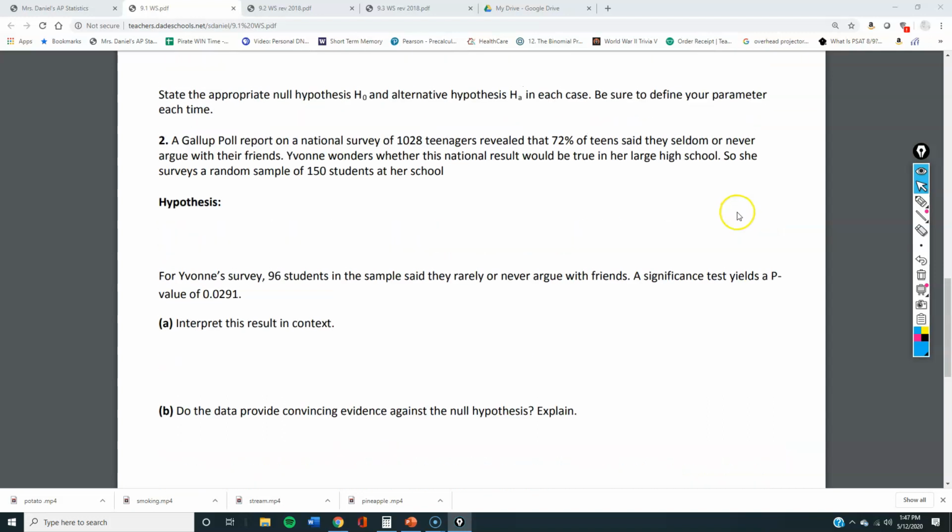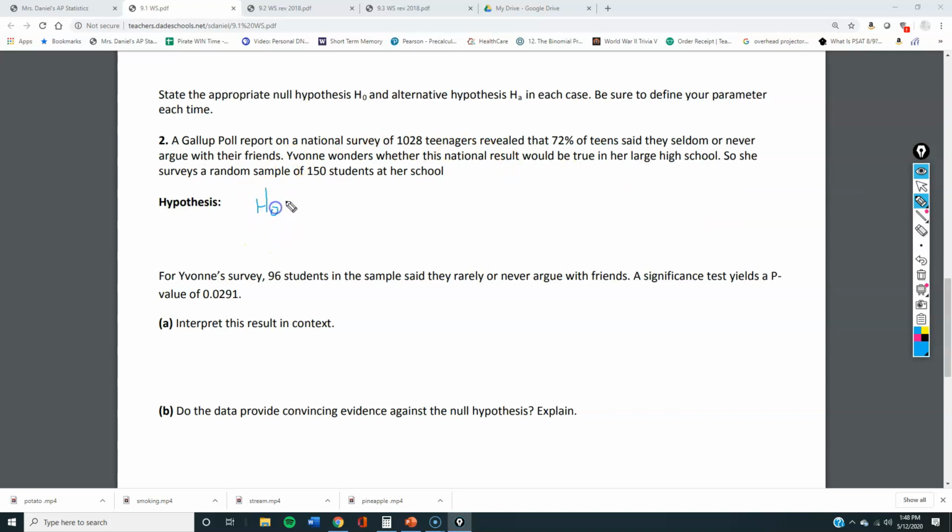Alright, let's do some more. So we're doing a Gallup poll. Pause it, read it, try it, then let's go. So what's our null hypothesis?